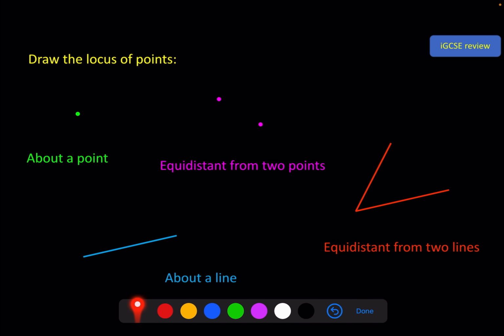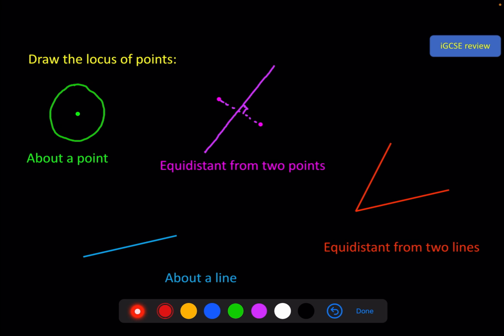On the screen is a starter not to do with complex numbers, but this will come in heavily to our chapter. If you've got time, draw the locus of points for each of these 4 things from your GCSE work. About a point, you should know that will generate a circle. Equidistant from 2 points will generate a line that is perpendicular to the line segment joining those 2 points.